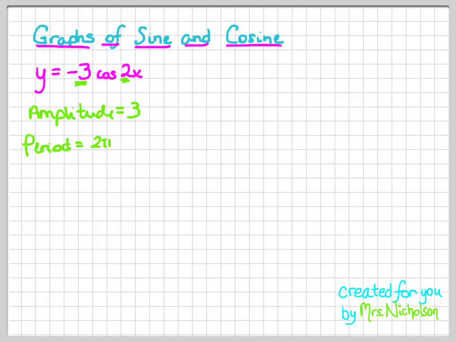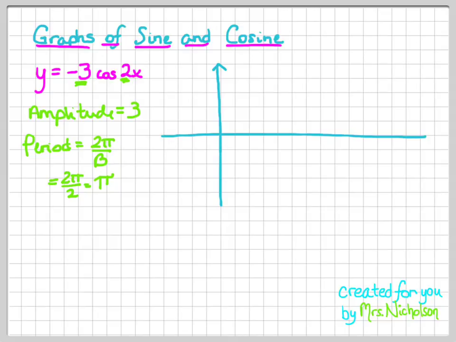Period is going to be equal to 2 pi divided by b. That's our little formula. So in this case, 2 pi divided by 2 or pi. That would be the period for the function. All right, so we're ready to graph. Now I don't have a vertical shift or a horizontal shift, so my midline is going to start right here at 0, 0, at the normal place.